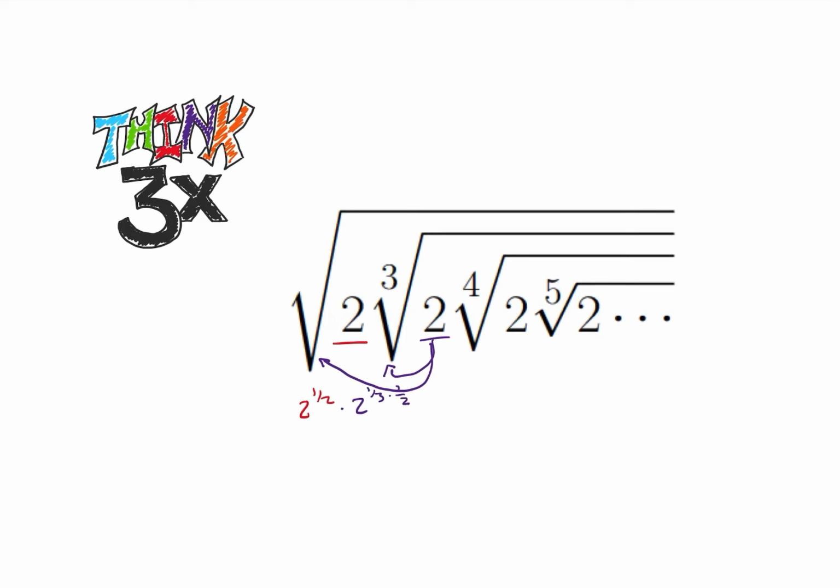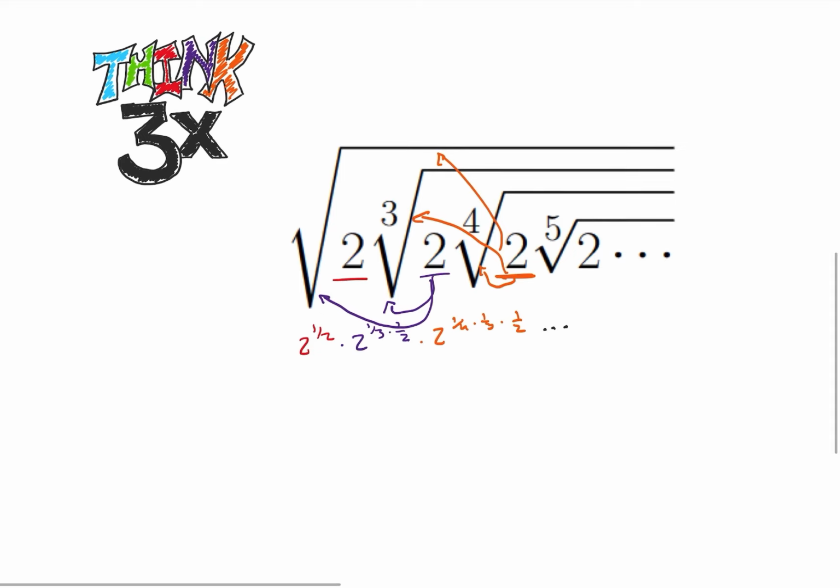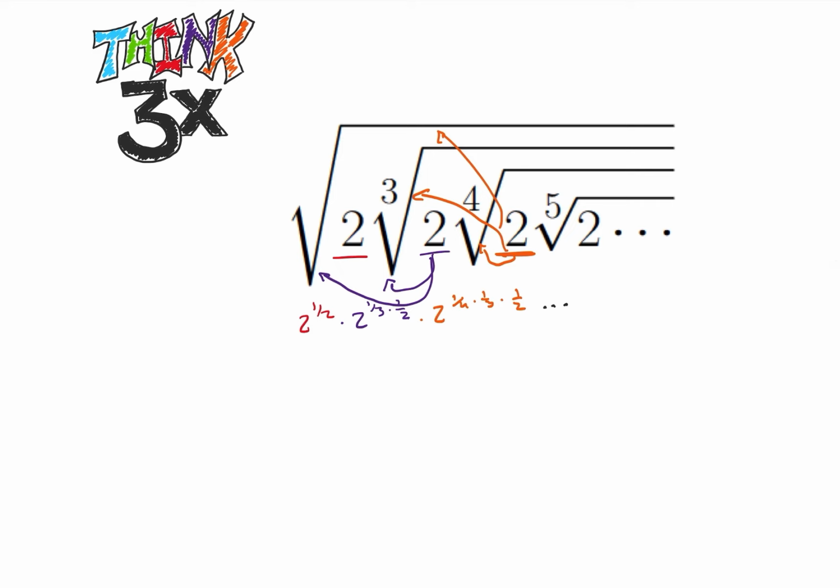Sorry, that got a little bit messed up. And then I have this 2 right here. This is inside a 4th and a 3rd and a square root. So this is going to be times 2 to the 1/4 times 1/3 times 1/2. And I'll be able to continue this as we go to the right. So what do we notice? I can combine all of those exponents, and I can rewrite my expression as 2 to the 1/2 plus 1/3 times 1/2 plus 1/4 times 1/3 times 1/2, and so on. And that'll just keep going over to the right.